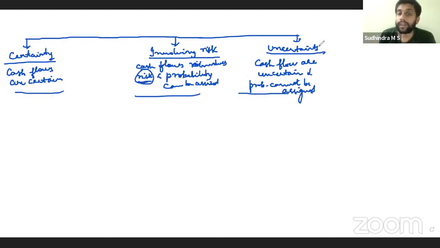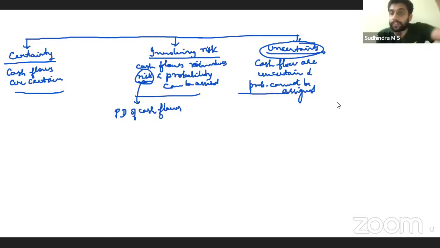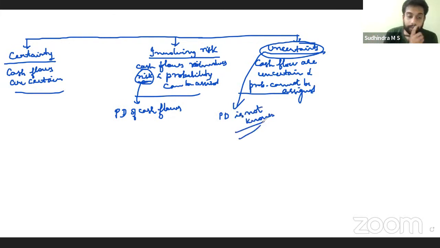What's the difference between risk and uncertainty? In risk, the probability distribution of cash flows is known. That means you know what cash flows you can get. You can either get 500 rupees, 800 rupees, or 1000 rupees. You know the cash inflows you can get, and you know the probability of getting such cash flows. That is a situation of risk. Whereas in uncertainty, you do not know what you get. It's not predictable at all. So in uncertainty, the probability distribution is not known. That's the difference between risk and uncertainty.